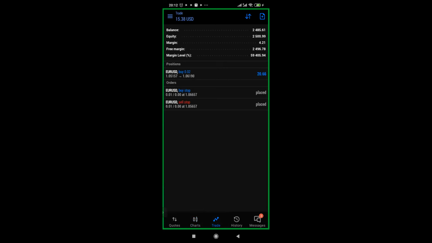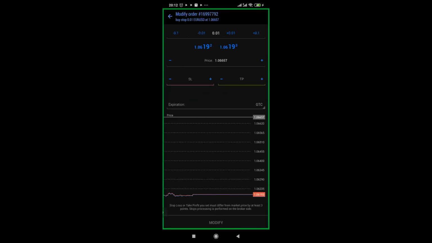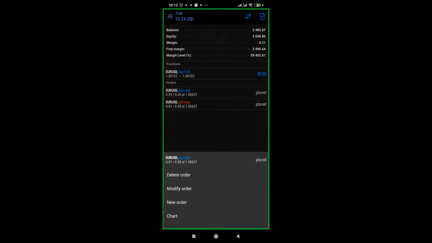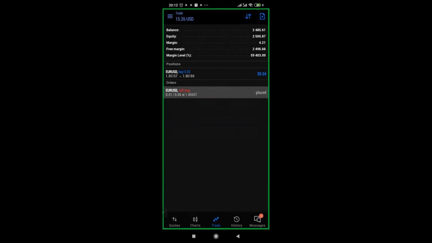To modify, just tap on any one for one second. You see modify. If you want to change something, either the lot size or the price itself, or stop loss or take profit, you can modify. Or to delete, just tap on it for a second, click on delete order, and then it's off. Is that easy, guys? All right, so let us go into the next concept.